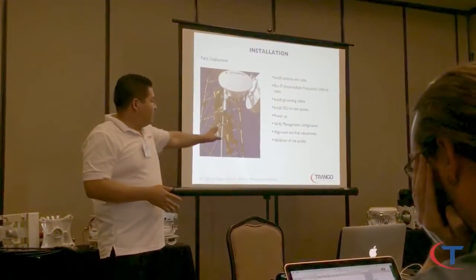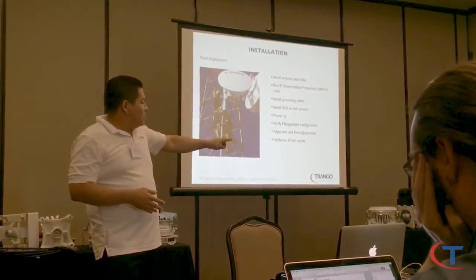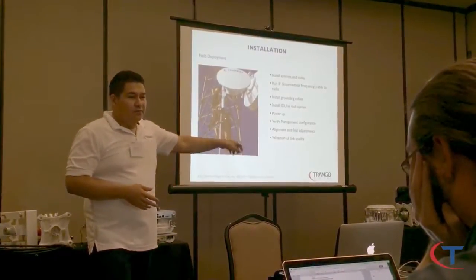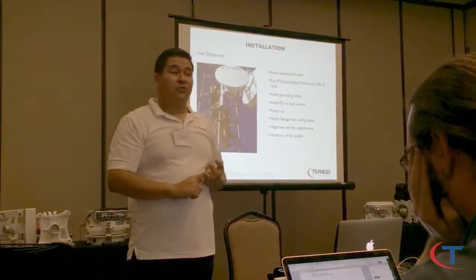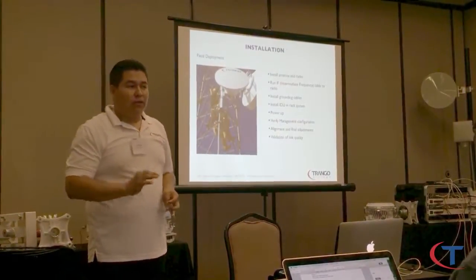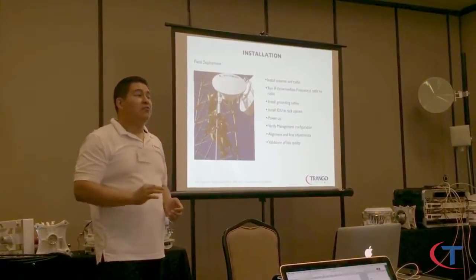Alright, so after we do the alignment and final adjustments, validation of the link quality. There's where we're going to look at link test, our MCS, our modulation rate. If we have a 1024 QAM link, our MCS better be pretty good to get that 1024.